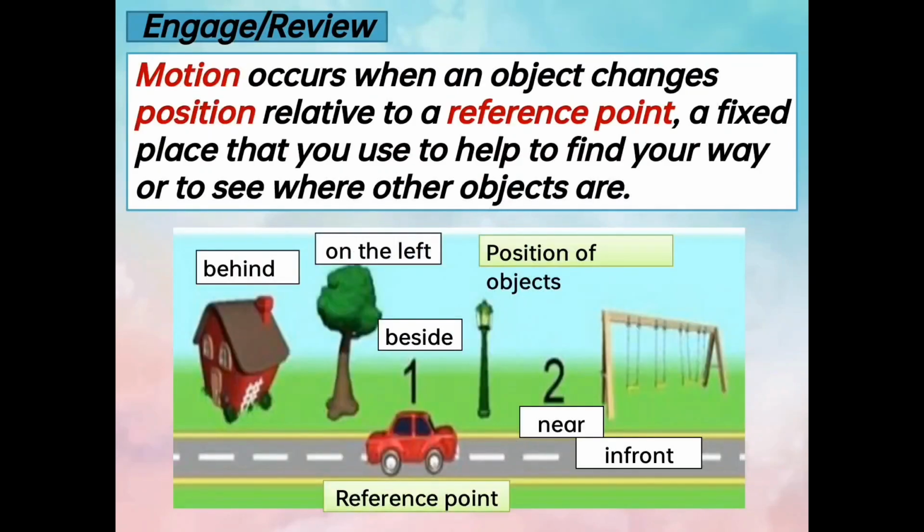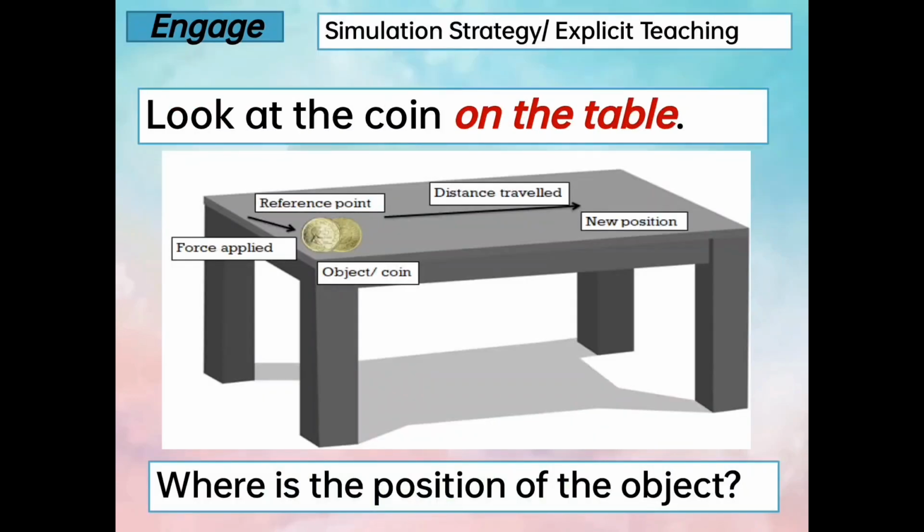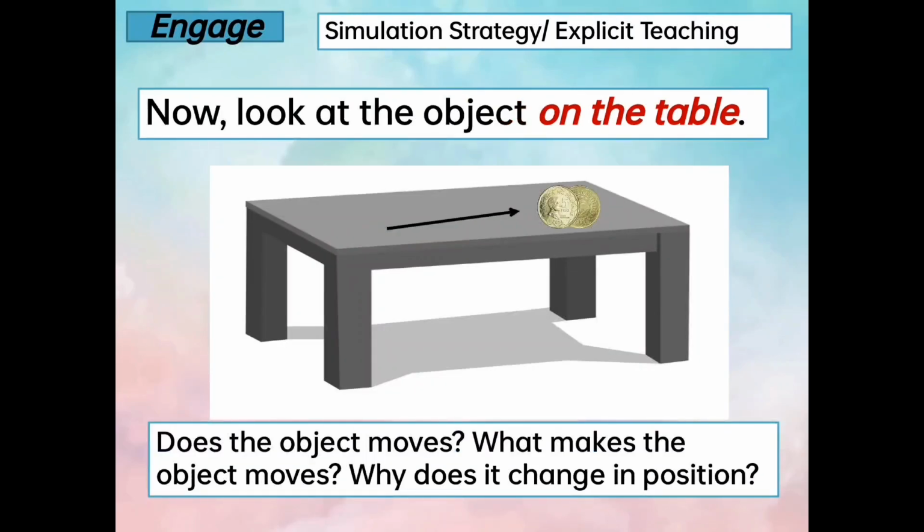In grade 3, you have learned that motion occurs when an object changes position relative to a reference point. It is a fixed place that you use to help find your way or to see where other objects are. Now, look at the coin on the table. Where is the position of the coin? The picture shows that the coin is located at the top of the table on the left side. Now, where is the position of the object?